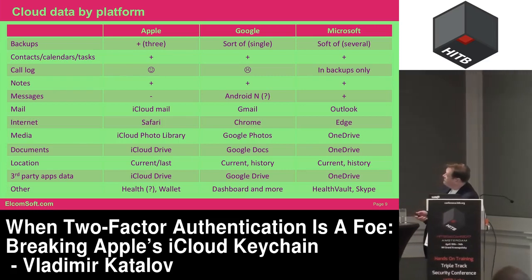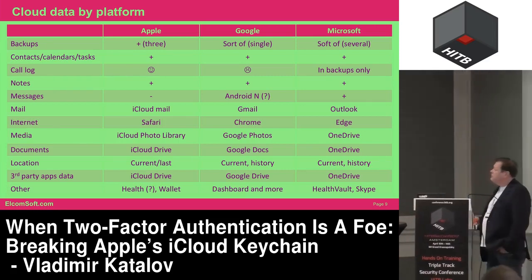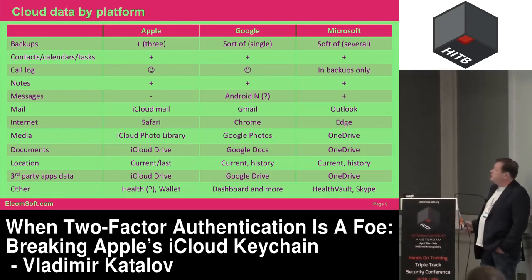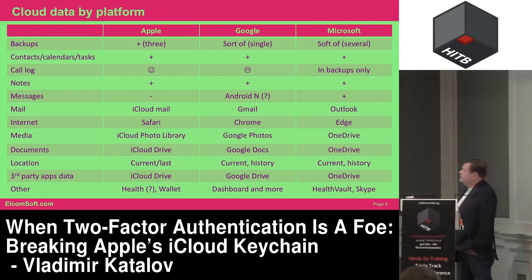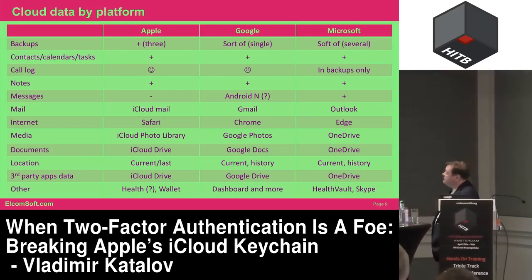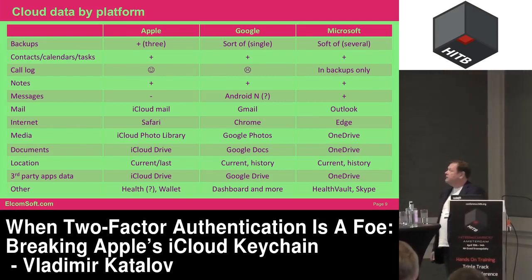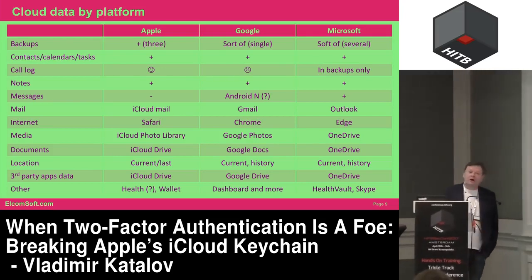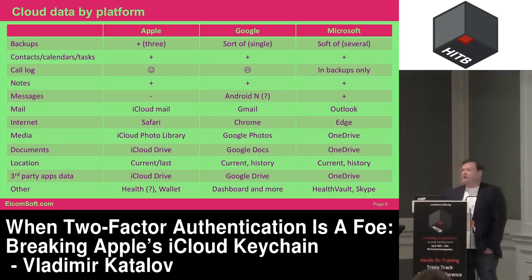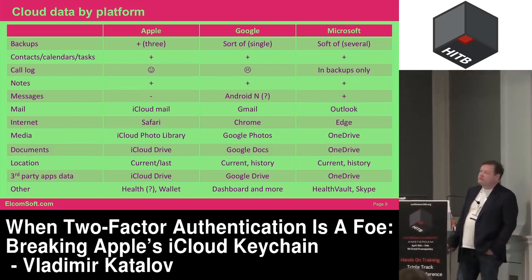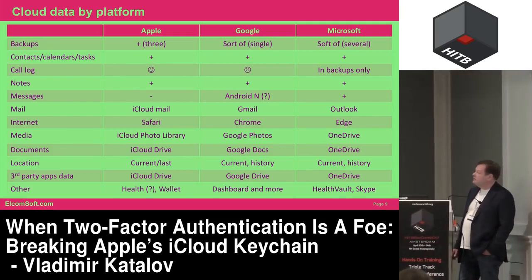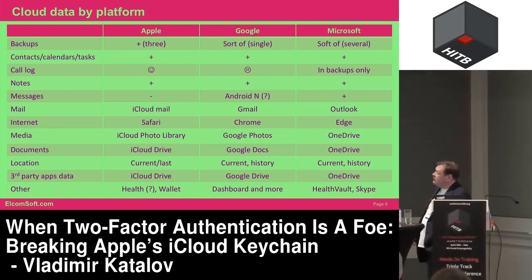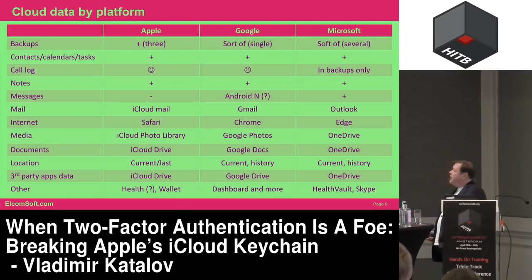Here is information on backups. Apple creates the 3 last backups from their device. For Google, there is no such thing as a complete backup, unfortunately, only a single snapshot. For Microsoft, there are several snapshots. The maximum we have seen is, I think, 13 different snapshots made in just 2 weeks. Of course, all of them are syncing the contacts and calendars.